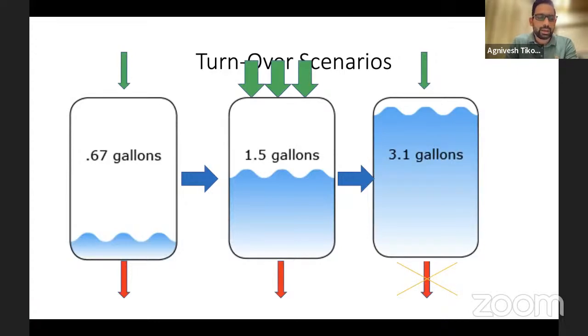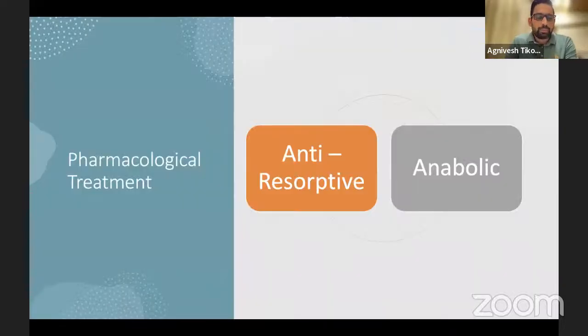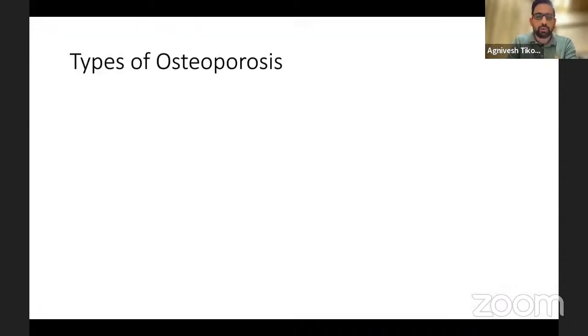There are a lot of ifs and buts in these two scenarios, but for the simplicity of it, I prefer showing this diagram so that it makes life easy and helps you to make a clinical decision. So based on this, we know there are two types of medicines: anti-resorptives and anabolic. Anti-resorptives are the medicines which would plug the leak, which means they stop the bone loss or osteoclastic activity. And anabolics are the ones which would build up the bone, increase the bone formation and improve your stock.